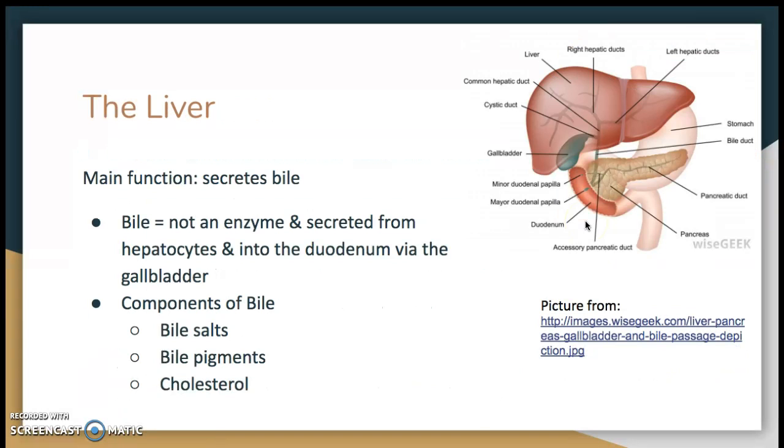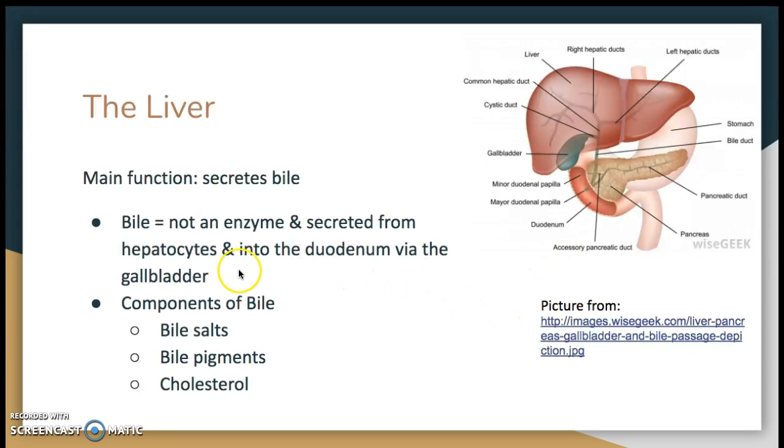So the liver, on the other hand, has as its main function to secrete bile. Bile is not an enzyme, and it is secreted from hepatocytes, and it is secreted into the duodenum through the gallbladder. Bile is secreted by hepatocytes. It goes into the hepatic ducts, and those ducts deliver bile to the gallbladder. In the gallbladder, bile is stored and concentrated, and then from there it is secreted into the small intestine.